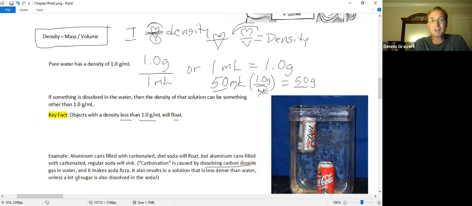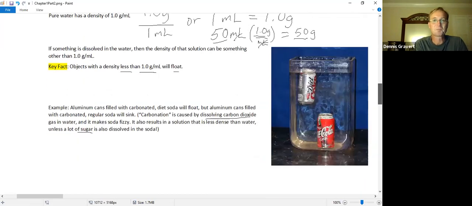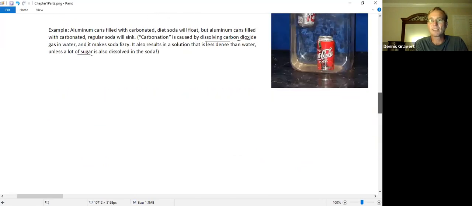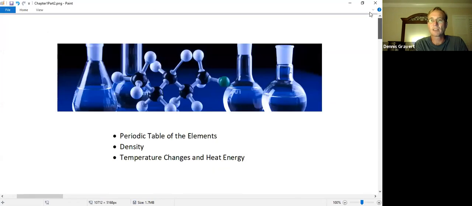But if you add a whole bunch of sugar, that's going to increase the density. So this very sugar-rich solution that we call Coca-Cola, the density is more than 1 gram per milliliter. So that's sinking. Cool. Oh, and density, let's take a look at temperature changes.